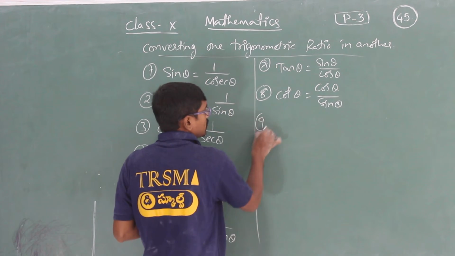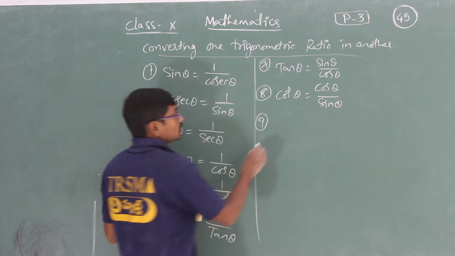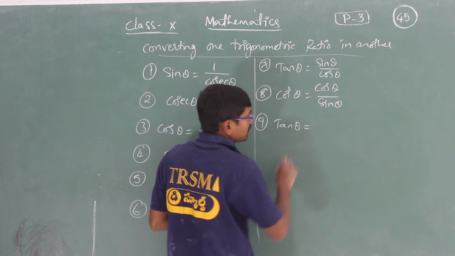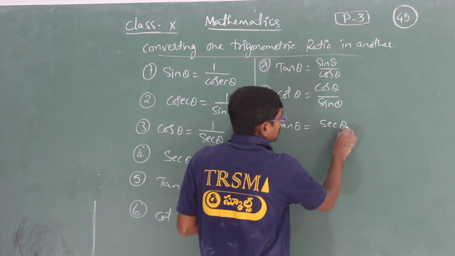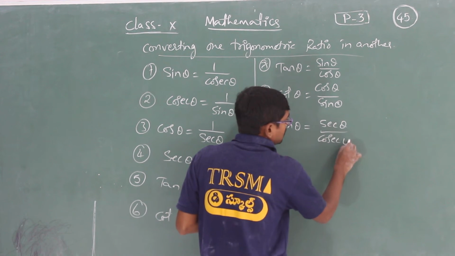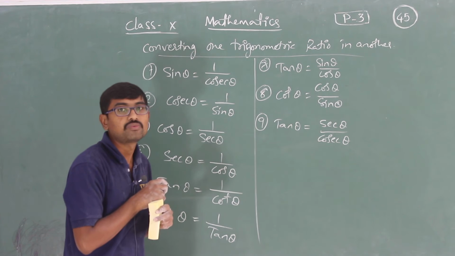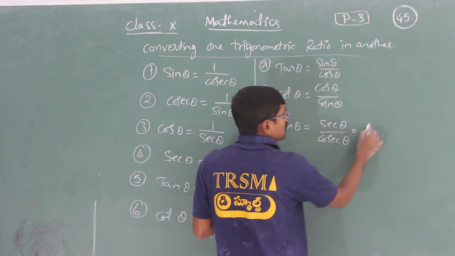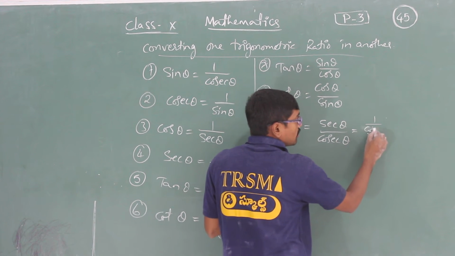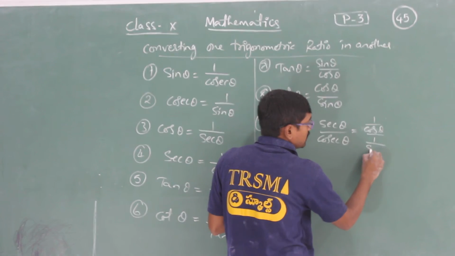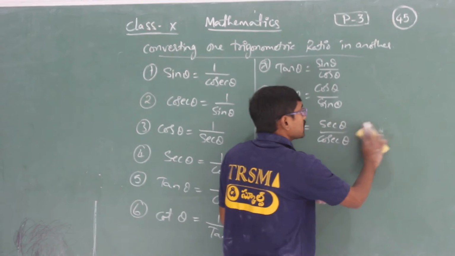Similarly coming to ninth one, here I am converting tan in terms of secant and cosecant, so tan can be written as, okay, tan can be written as how? Secant theta divided by cosecant theta. Am I right? Yes or no? Yes, absolutely. Why? See here, 1 by sine. Just now we have discussed about this cos theta, secant, 1 by sine theta. If I multiply, again it will become sine by cos. So like this we can convert.